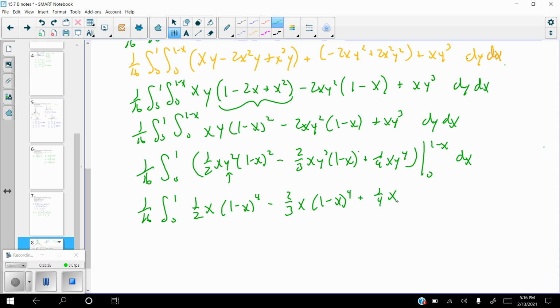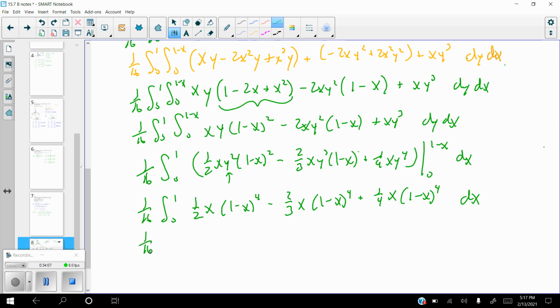1/4 x times, plugging in 1 minus x, is 1 minus x to the 4th. And then if I plug 0 in, that just zeroes everything out, so we're good there. All right, so now we can actually simplify this because I have common terms. Everything has some kind of a number times x times 1 minus x to the 4th. They're all like terms, so really I just need to figure out what 1/2 minus 2/3 plus a 4th is.